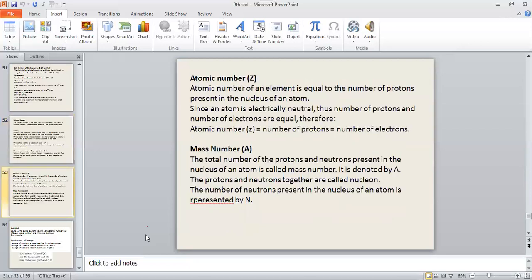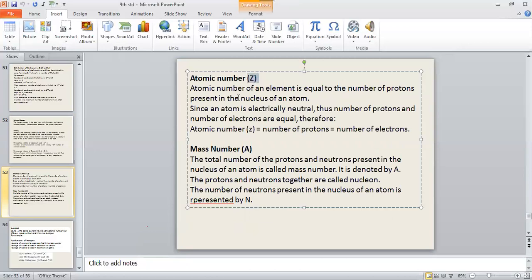The next point is atomic number. So what is atomic number? Atomic number means the number of protons present in the nucleus of an atom, denoted by the symbol Z. The atom is electrically neutral, therefore the numbers of protons and electrons are equal, and therefore atomic number can be given as Z equal to the number of protons, which is equal to the number of electrons. So that is the definition of atomic number.